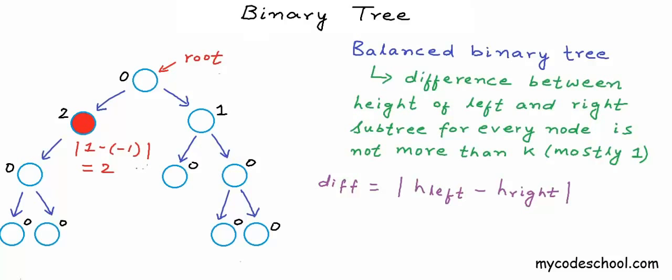We try to keep a tree balanced to make sure it's dense and its height is minimized. If height is minimized, cost of various operations that depend upon height are minimized.